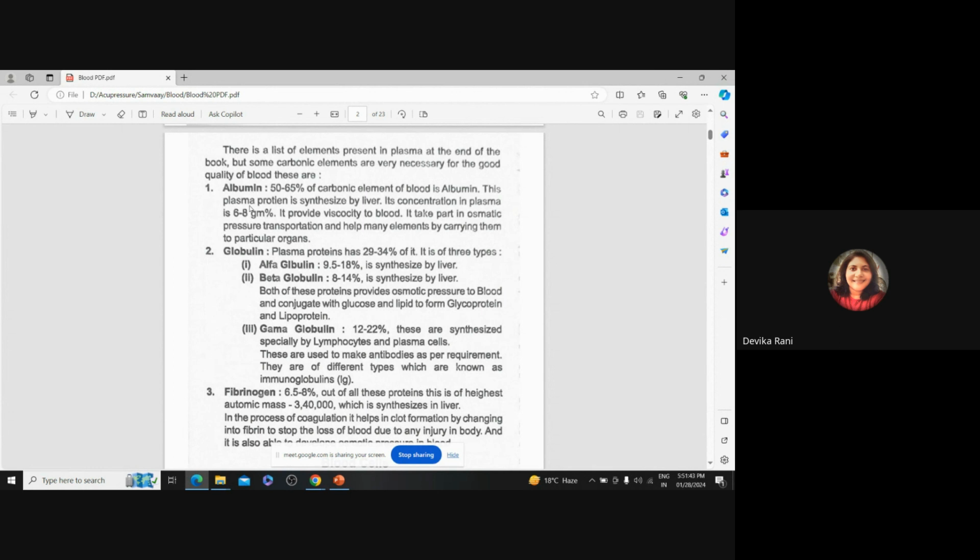Okay, they are 12 to 22%. But please remember this, that gamma globulin is the one which is not synthesized in the liver. Right? The rest all are synthesized in the liver.